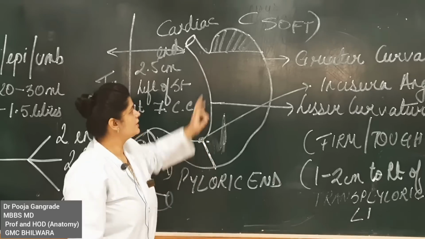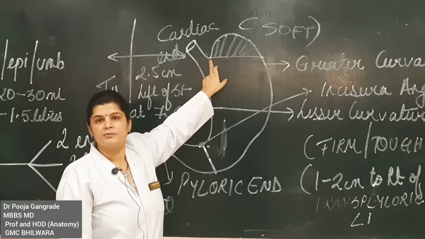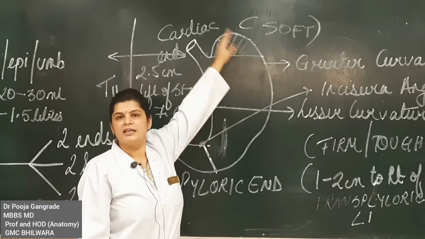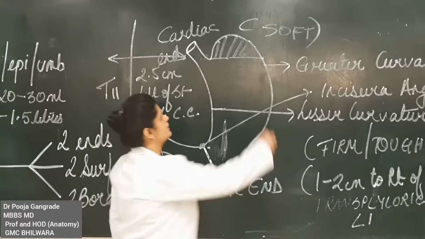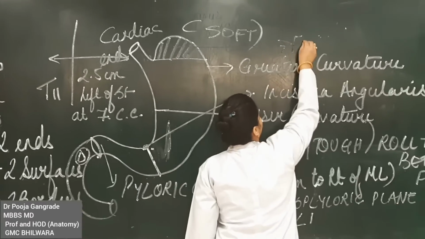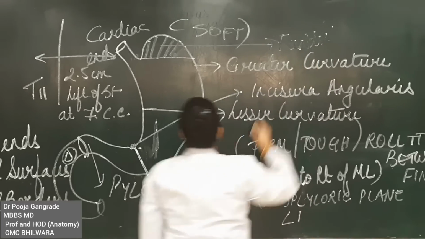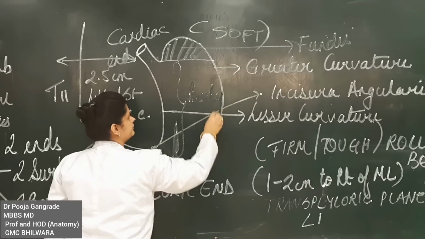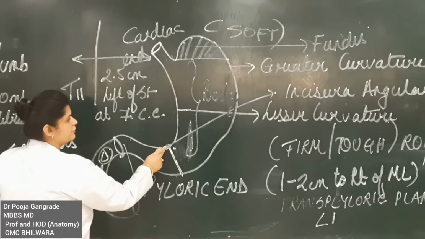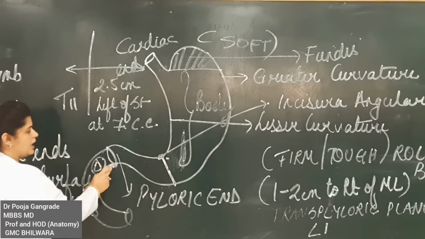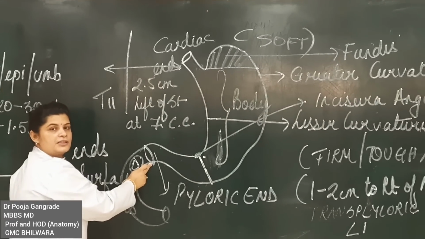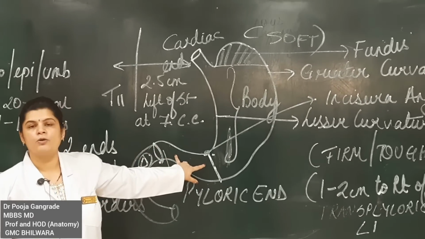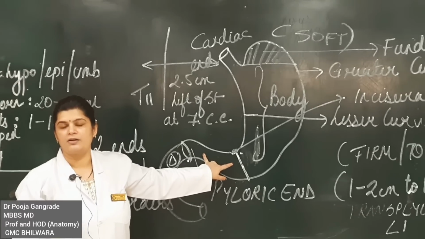Okay? So an imaginary line which is run from the cardiac notch towards the greater curvature of the stomach, the upper part is called the fundus. This is called the fundus. This whole part will be called the body. This part from the incisura angularis up to the opening of the stomach into the duodenum, that is the pyloric end, this whole will be called the pylorus, or the pyloric part.